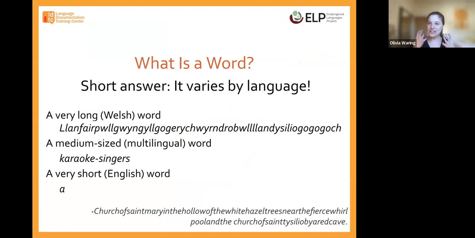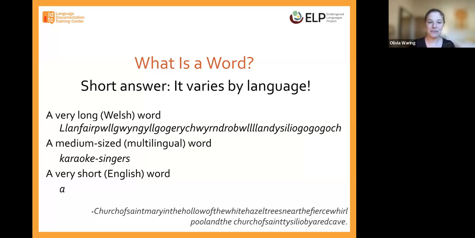And if you sit down and you really try to define what a word is, you may come up with some ideas. Your ideas may be based on orthography, right, which my colleague Nathan talked about last week. You may think of a word as anything that has spaces around it when it's written down. But it's a little bit more complicated than that, and it actually varies considerably by language. So here is a Welsh word that I'm not even going to attempt to pronounce, but that is all one word in the Welsh language.